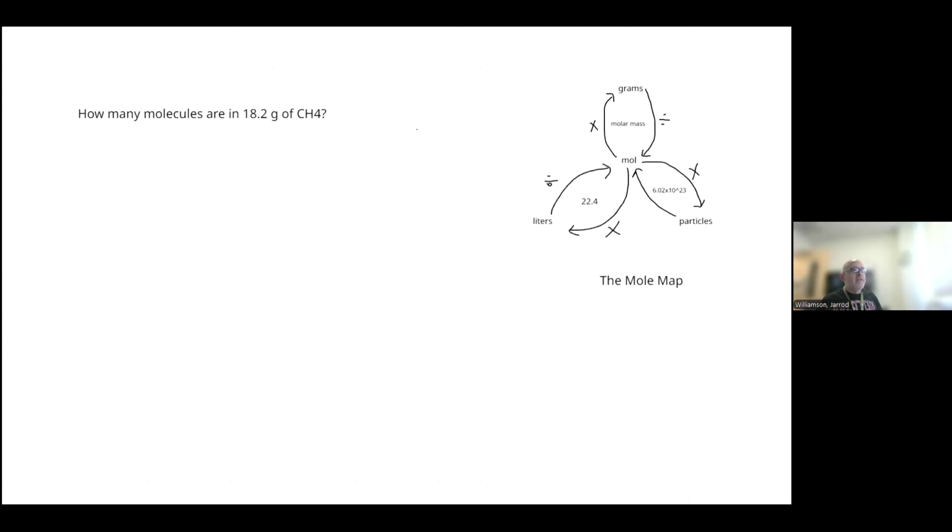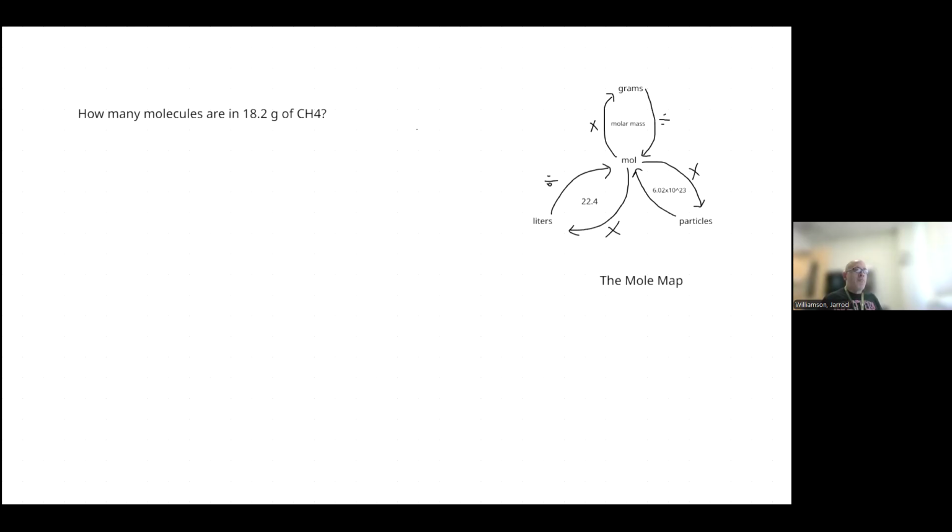I'll try and provide this to you guys in lecture. I'll find a picture of it or a diagram of it. And here in the center, we have moles. Here we have grams.